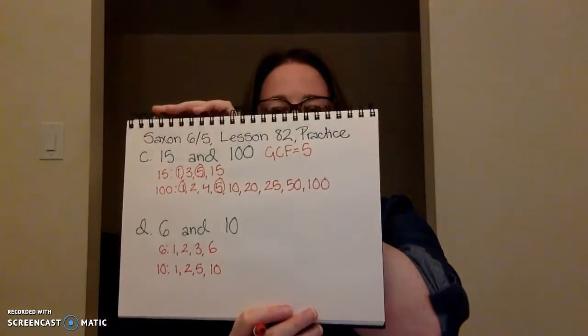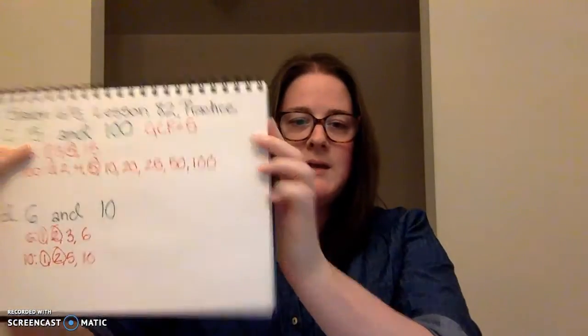All right, my next problem is problem D, which is 6 and 10. So again, 6 is 1, 2, 3, and 6. 10 is 1, 2, 5, and 10. So those are my factors. My common factors are 1 and 2, and my greatest common factor is 2.